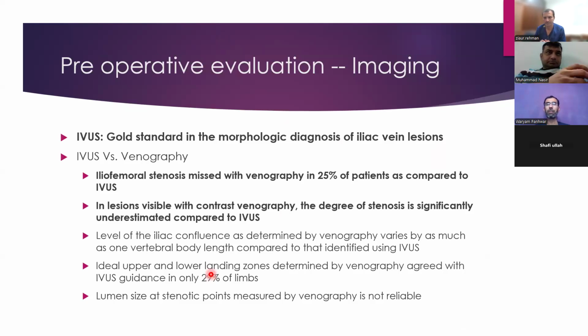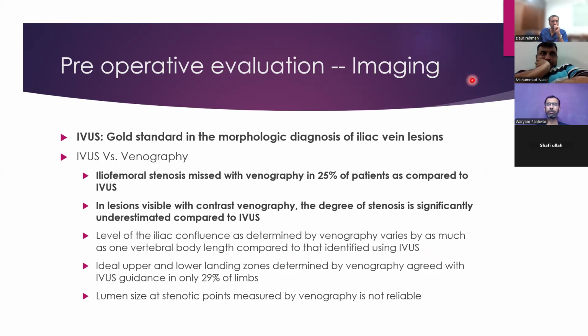Coming to venography, it is not the gold standard, and it has many disadvantages when we evaluate the iliac venous systems. IVUS is the gold standard in morphological diagnosis of iliac veins. It has many advantages. Iliofemoral venous stenosis is missed with venography in 25% of patients, and some studies show it can be missed in up to 47% of patients.